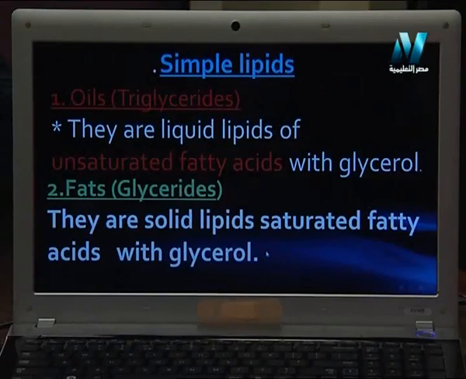Again, we have a simple lipid, oil. Oil must be liquid, its form is liquid, and it is unsaturated. What does unsaturated mean? It means its fatty acid has carbons connected together by single covalent bonds. But fat, the second type of simple lipid, we call glyceride, and it is solid. So what is the difference between oil and fat? Both are simple lipids; oil is liquid and fat is solid. Oil is unsaturated while fat is saturated. What does saturated mean? The covalent bonds between the carbons of the fatty acid are either double or triple.